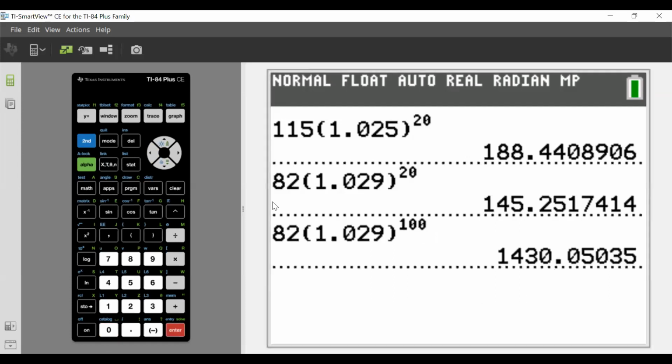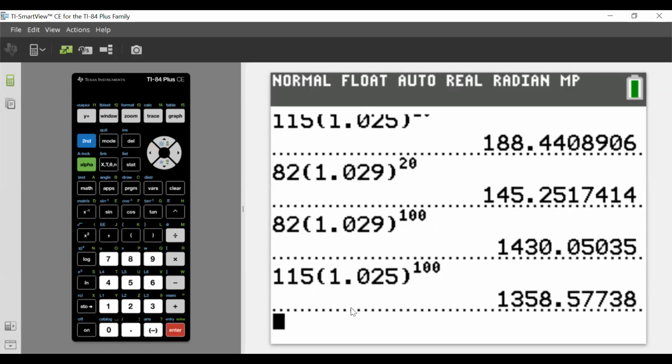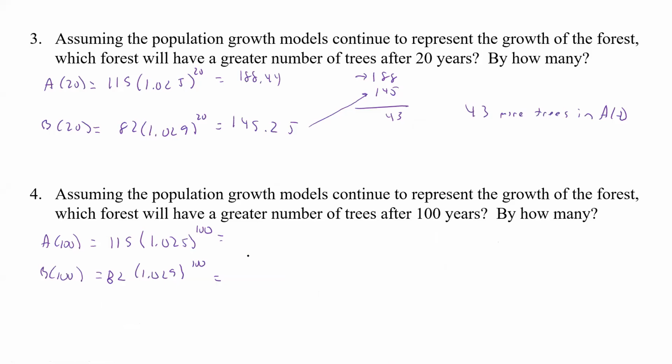So if we do second enter, that will give us this one. And so we have 1430. And if we do second enter, and then plug in 100 here, that's 1358. So 1430.05. So that's going to be 1430.050, and that was 1358.577.